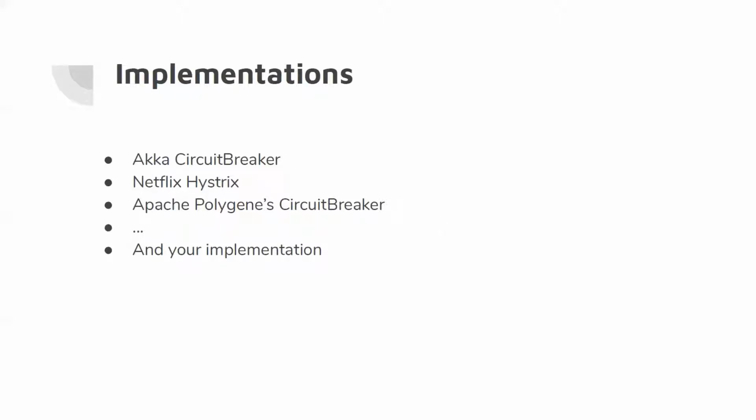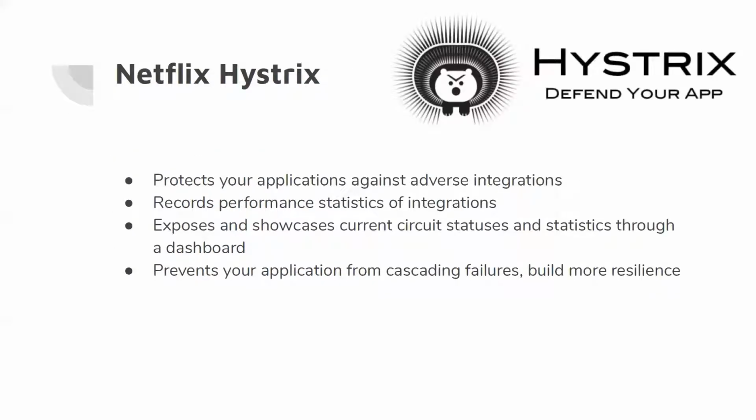The easiest way is to do your own implementation, because it's not something very complex. It's very easy. Netflix Hystrix is an open source software provided by Netflix. It protects your application against adverse integrations. Let's say you have integrated your service to some other service which is not properly tested, which usually goes down. In that case, we will use Hystrix. It also provides a way to record performance statistics of all the integrations, and it has a dashboard which will tell what the current circuit status is, and statistics also. It also prevents your application from cascading failures and builds more resilience.